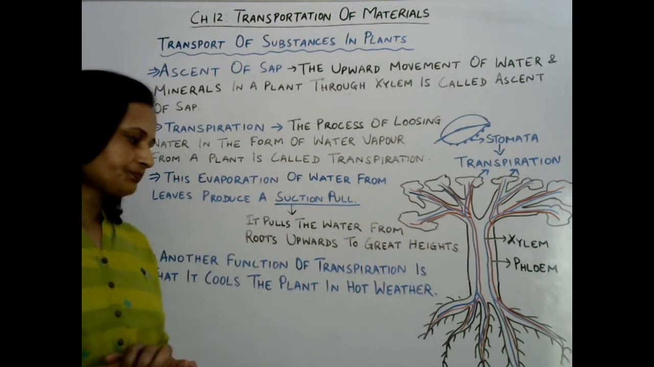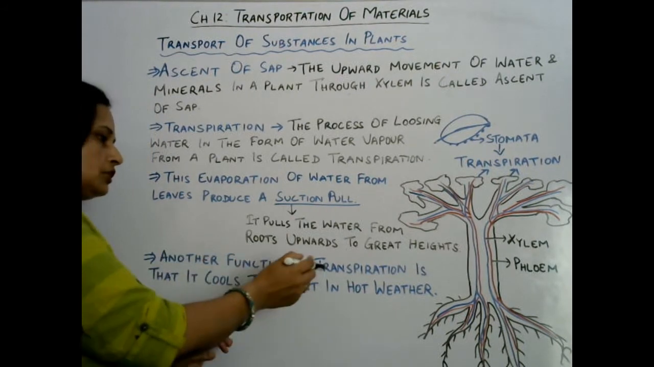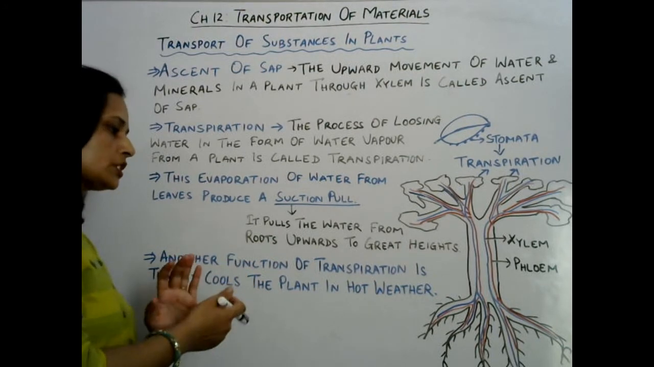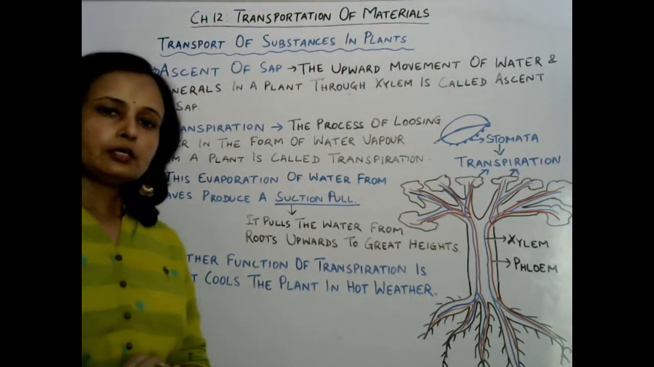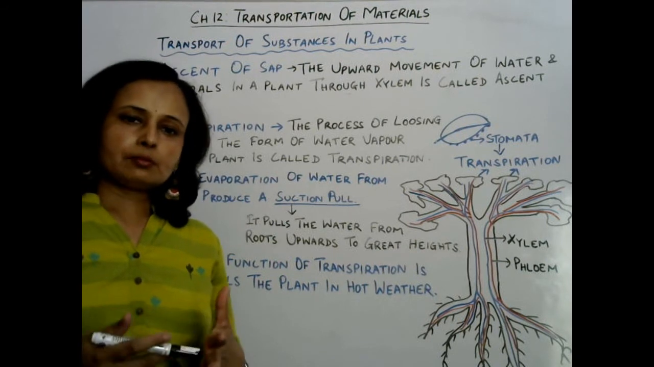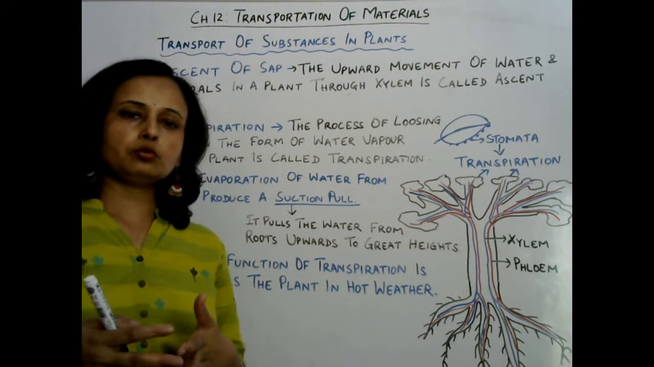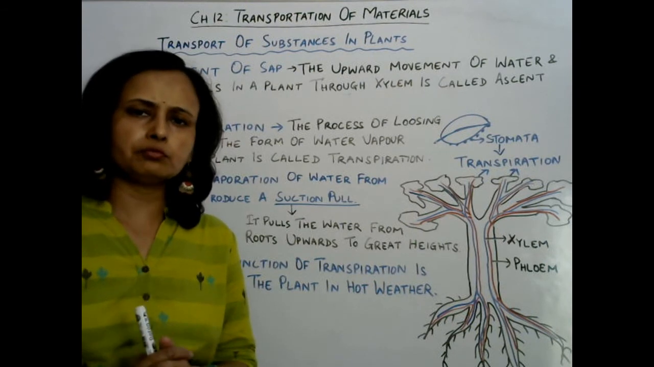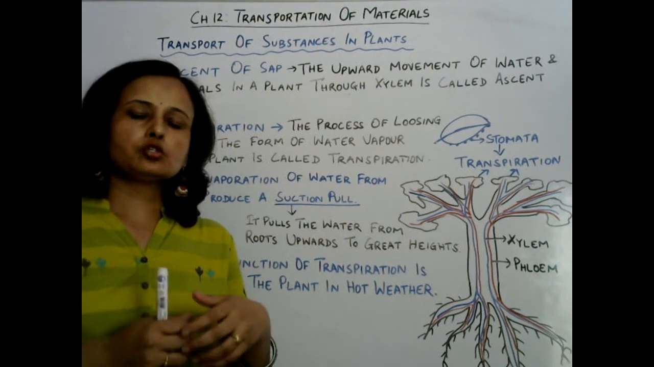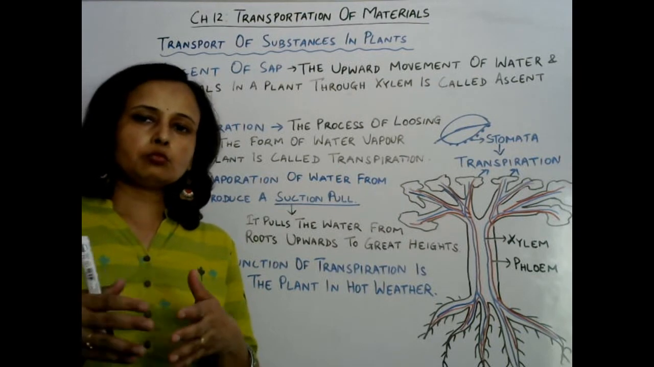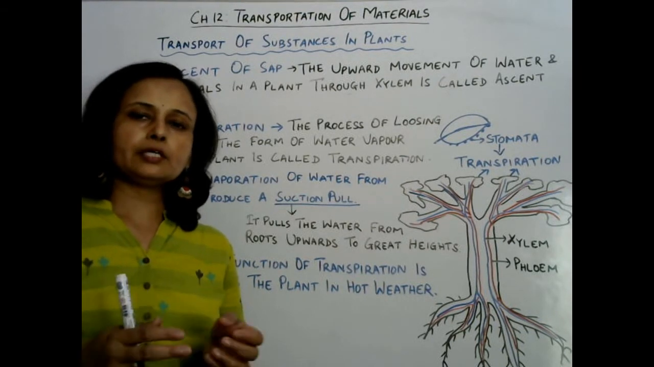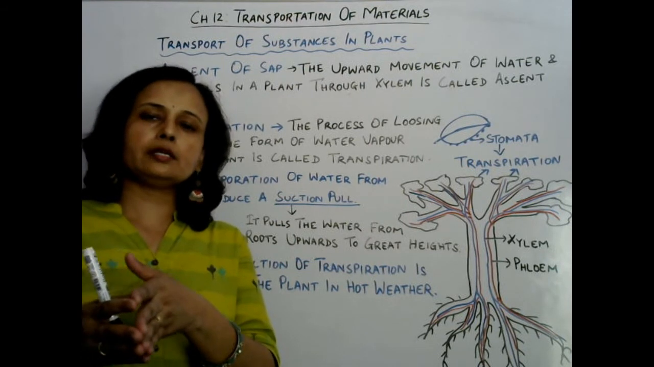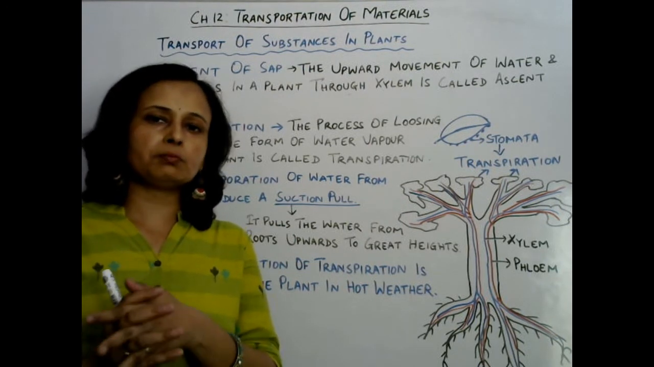Okay, there is another function of transpiration also. What is that? It cools the plant in hot weather. We know that evaporation is a process of removal of water in the form of water vapor. For formation of water vapor, heat is required. So when water is removed in the form of vapor, then heat is also needed for that process, and heat is also removed from the plant surface.